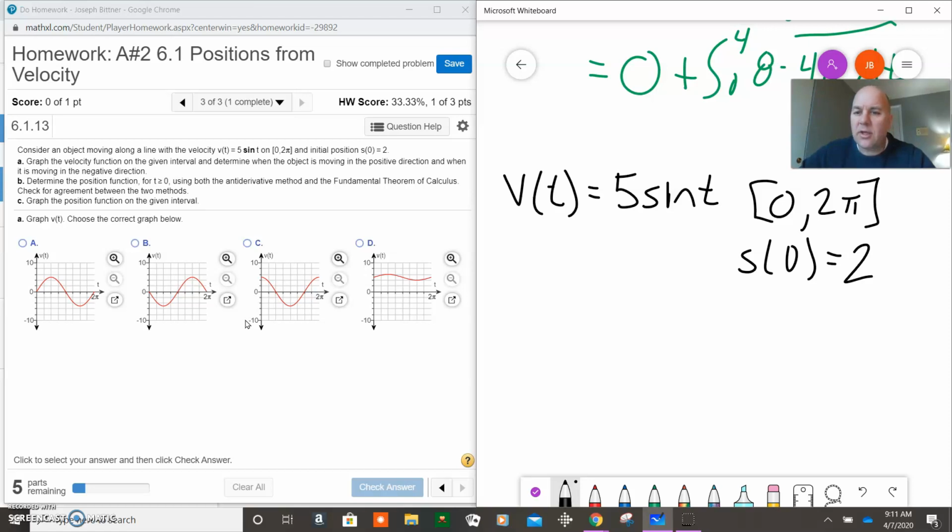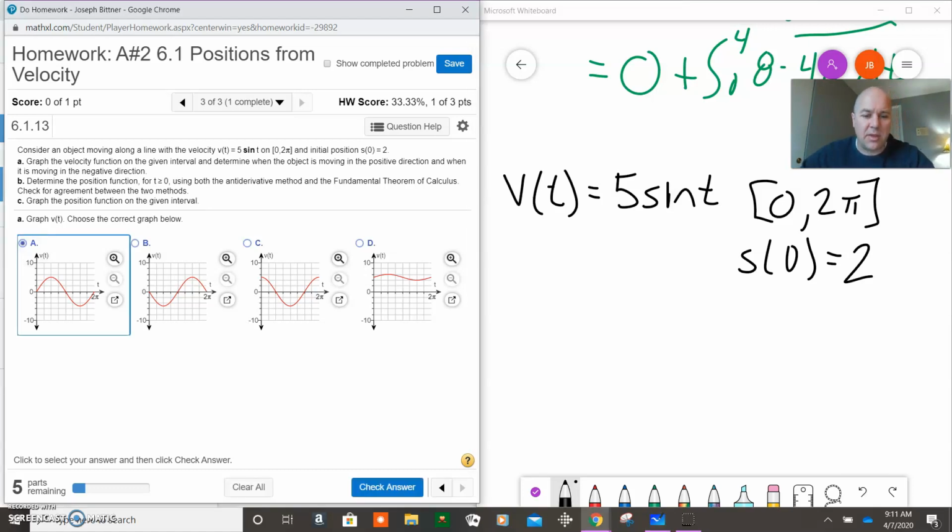So when you look at this, the first thing I want you to do is graph the velocity function. Well, again, when you graph, sine always starts off at the origin. So looking at all of my pictures, it's either A or B. Well, the difference between A and B, A goes up and it increases and then goes down, and B goes into negative and then it goes up. So basically, since I have a positive there in the front of my 5, it's going to be A.